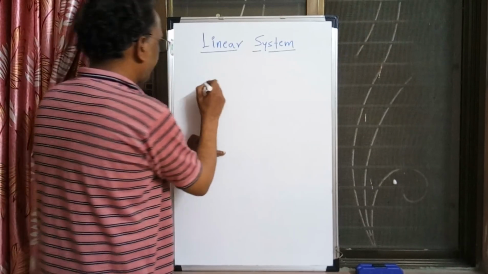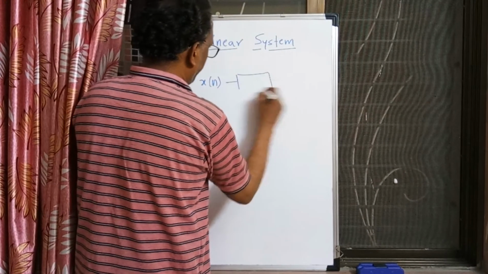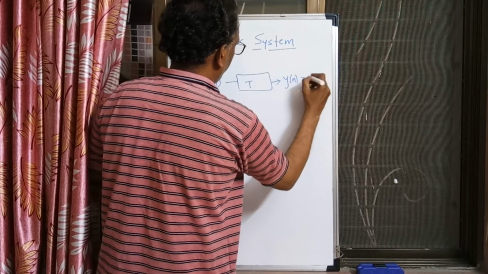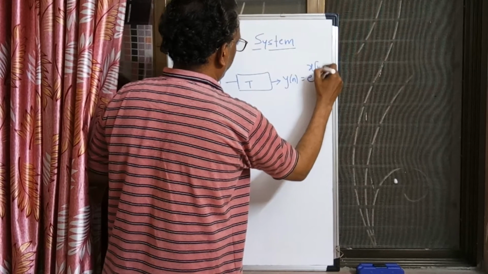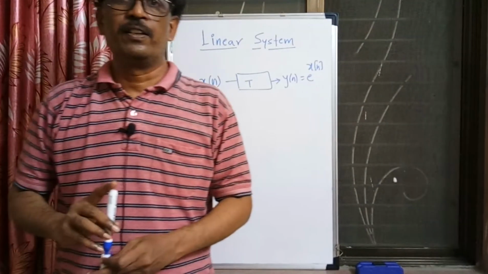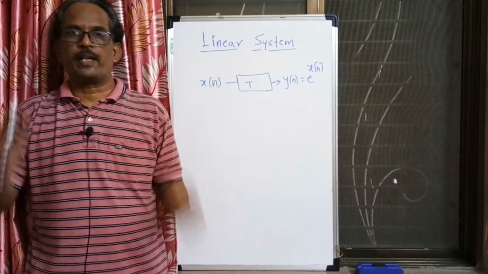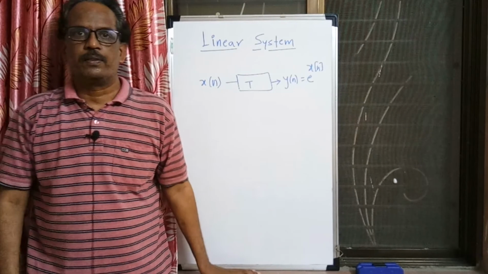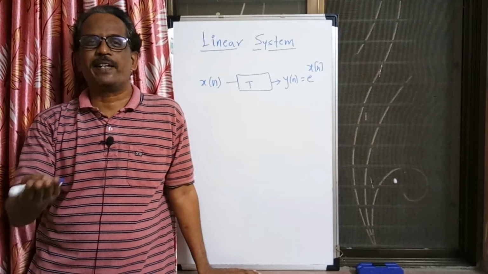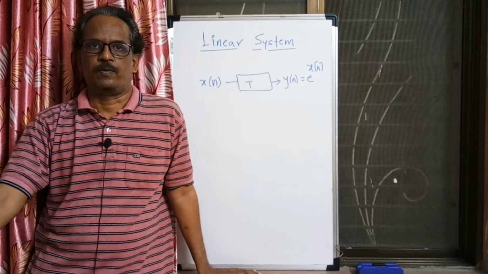Let us consider that the input is x[n], and the response of the system to the input is y[n] equals e to the power x[n]. So this is the exponential system. By looking at the output, we can say that the output of the system is the exponential of the input. So straight away we can say that the system is not linear, right?